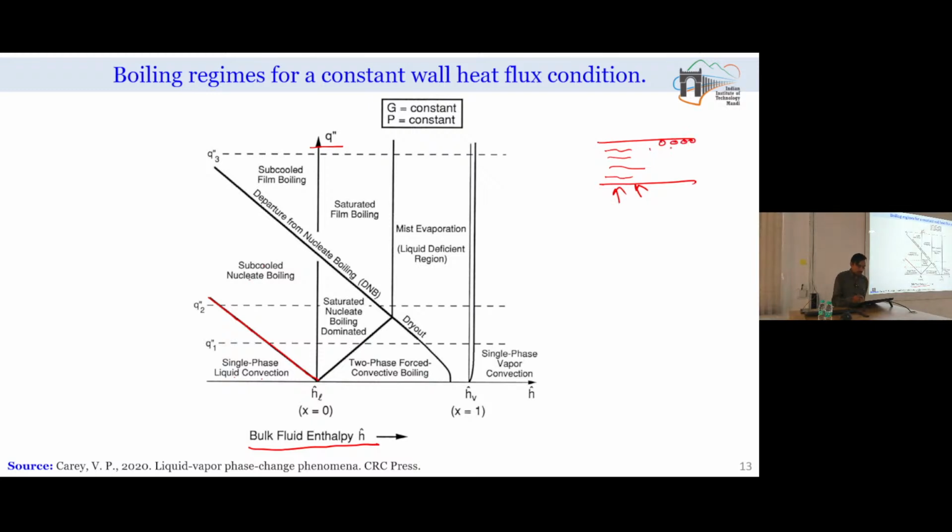But if you go to a slightly higher heat flux condition, what will happen? The liquid in the immediate vicinity of the wall will reach such a high temperature that the nucleation sites at the wall will activate, while the bulk of the fluid is in the subcooled state, because the temperature profile inside the tube will be something like this. This will be for, say, an extremely high heat flux condition.